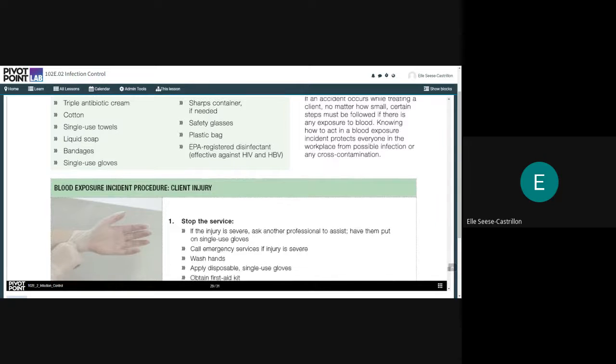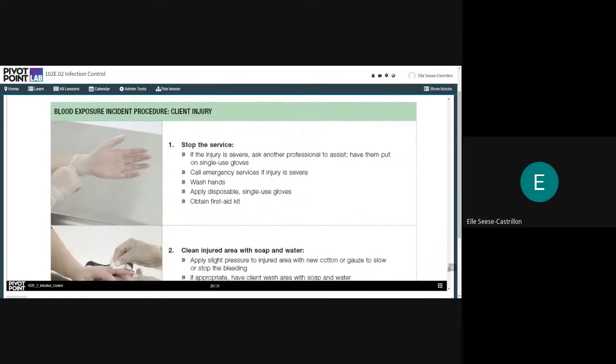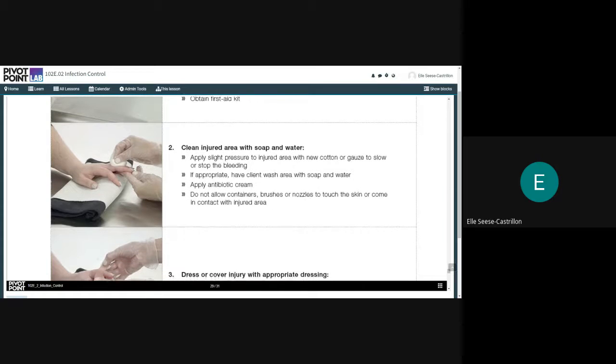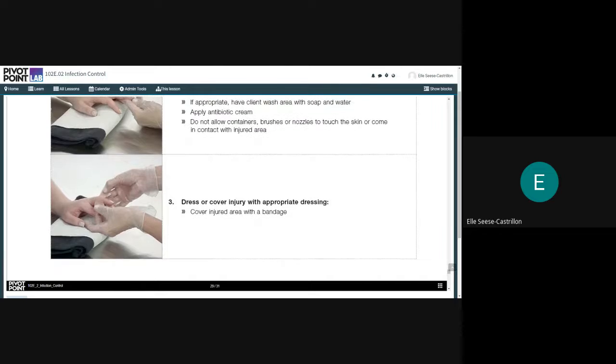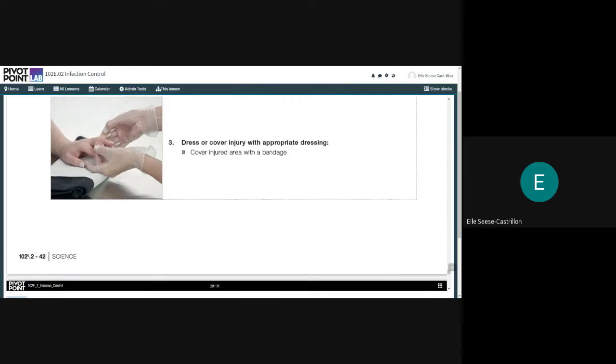Also have a plastic bag handy to put the blood into, or the towels that you might have used to wipe any blood up. It needs to go into a plastic bag and be sealed, and then have a biohazard sticker on it. So if you do come in contact, you're going to stop the service. You'll clean the injured area with soap and water. Obviously, if it's really bad, you need to call 911. And then you're going to dress or cover the injury with appropriate dressings, so cover the injured area with a Band-Aid.